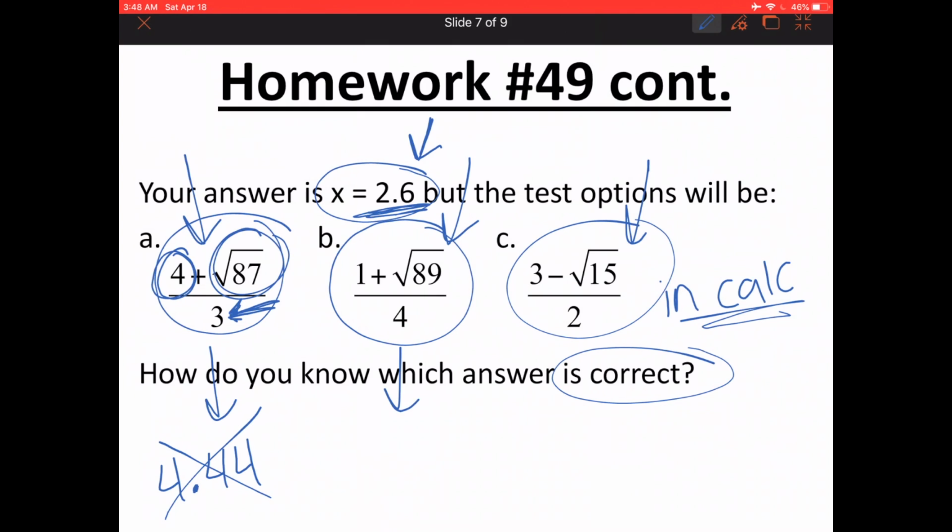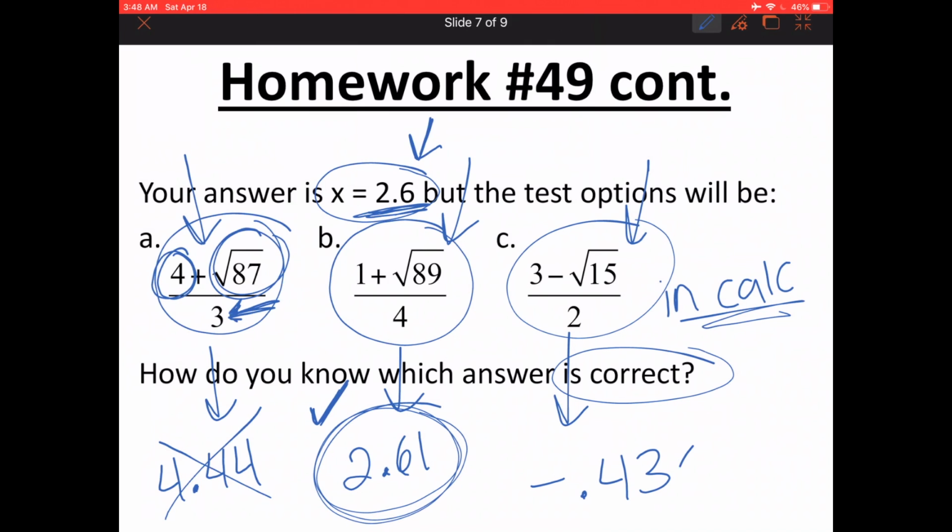If I were to put this in the calculator, 1 plus the square root of 89 divided by 4, I get 2.61. That does match up, so I think that's my answer, but let's do my third one just to be sure. 3 minus the square root of 15 divided by 2 gives me negative 0.436. Again, that does not match up to the answer I got, so I know that this is not going to work. Okay, guys? So does that make sense? Be able to go from different formats, whether it's in radical or decimal.